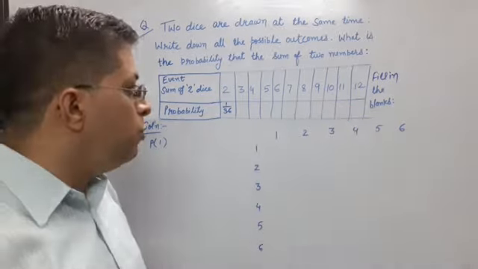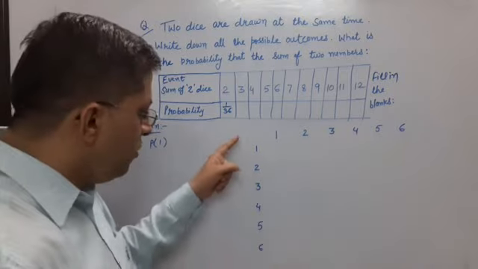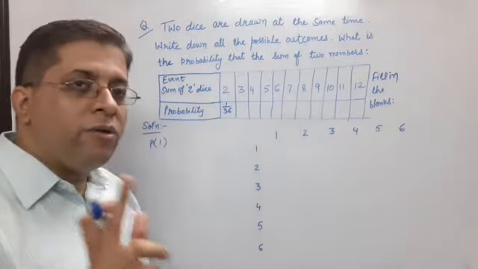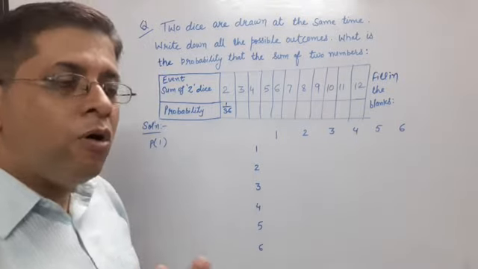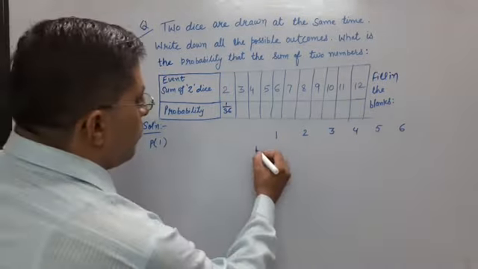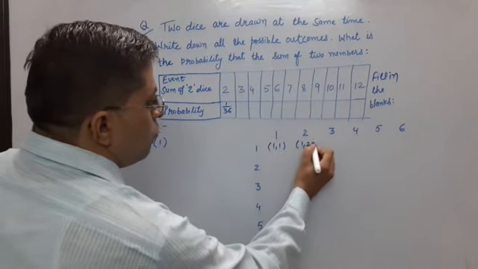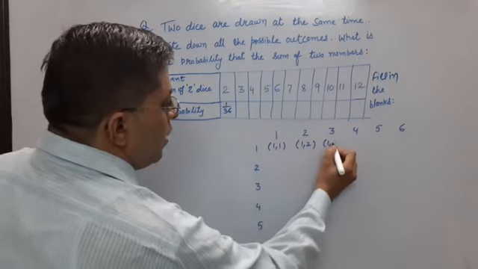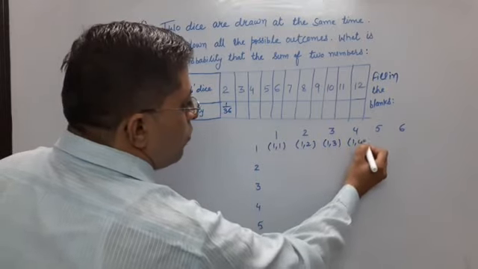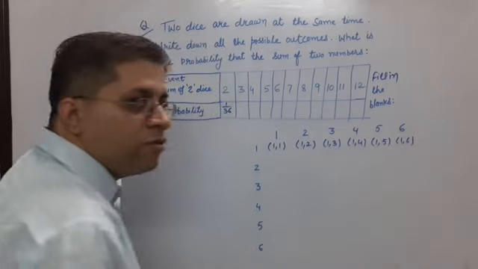For that, what to do? I have two dice, one written horizontally and one vertically. Now I am going to write the sample space, to find the possible outcomes. See here: 1, 1, then 1, 2, 1, 3, like this. 1, 4, 1, 5, 1, 6.